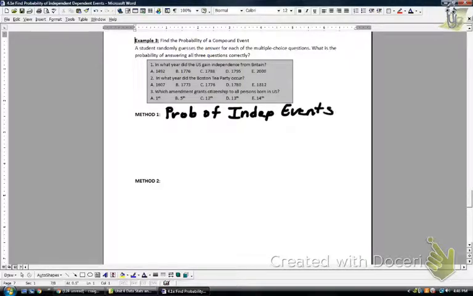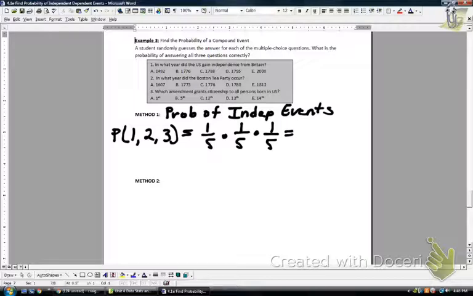So probability of 1, 2, and 3. I have a 1 out of 5 chance for question 1, 1 out of 5 chance for question 2, and 1 out of 5 chance for question 3. And the independent event says that I multiply them together. 1 times 1 times 1 is 1. 5 times 5 is 25. 25 times 5 is 125.